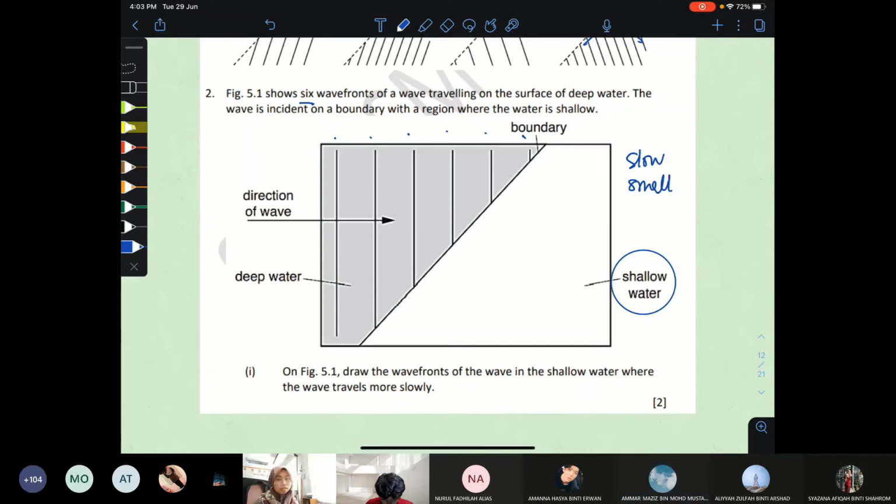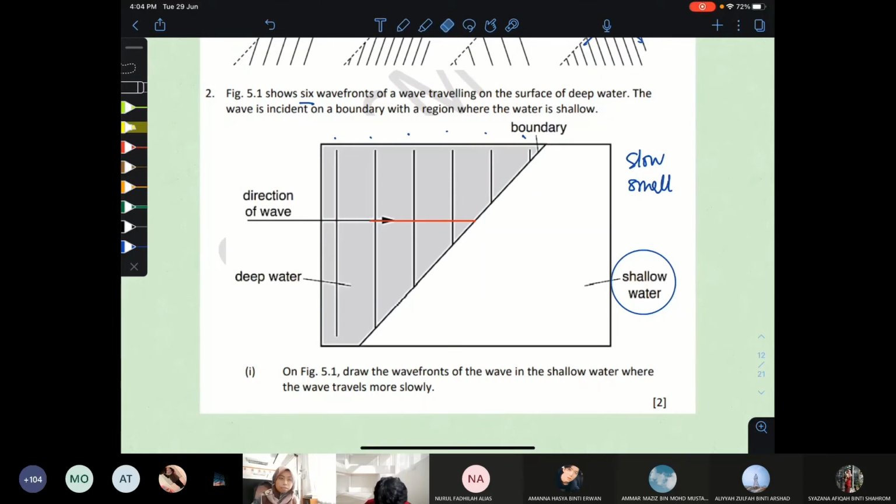Okay. Right. Now on figure 4.1, draw the wavefronts of the wave in the shallow water where the water travels more slowly. Jadi, first, what are you going to draw? So, if I were you, okay, this is the tips lah. Nak buat line kat boundary ni. Okay, kita ambil straight line ni kan, kita sambung sampai sini. Alamak, tapi dekat sini tak ada wavefront. Faham tak? Faham ke? So, tak apa.